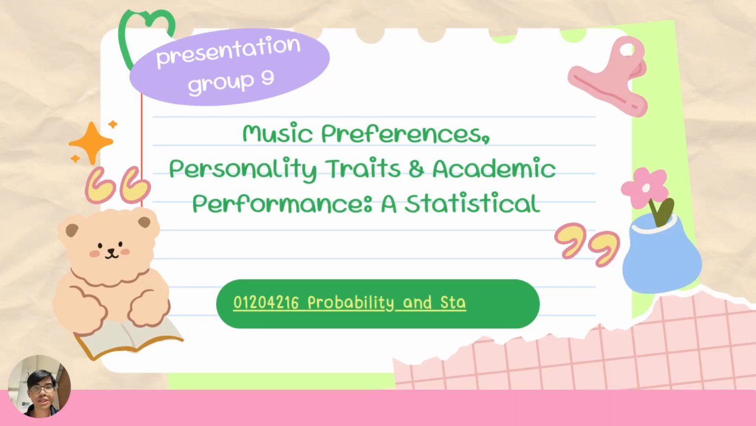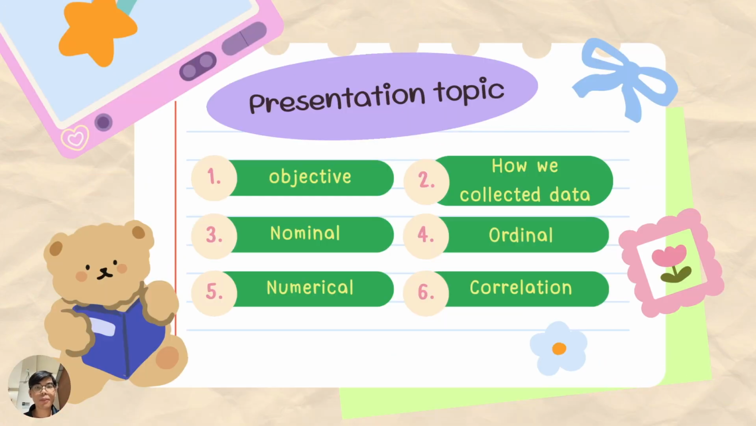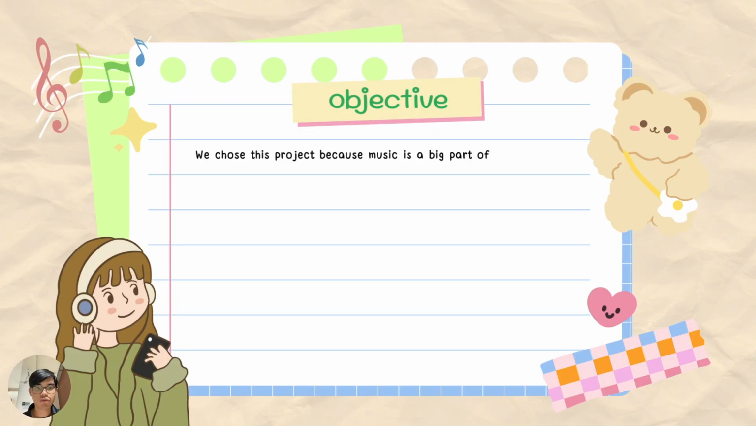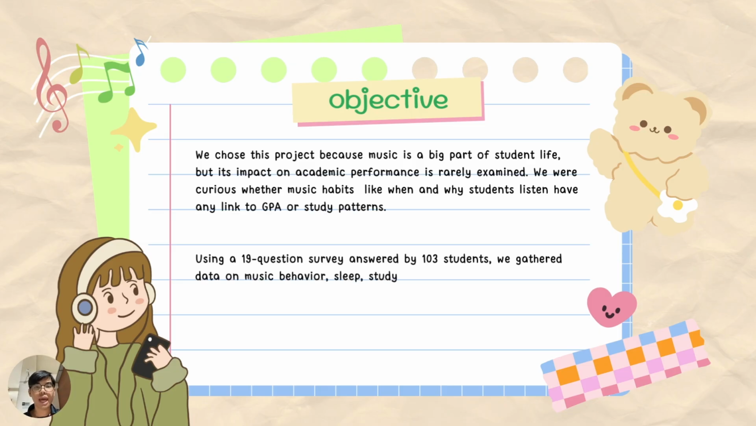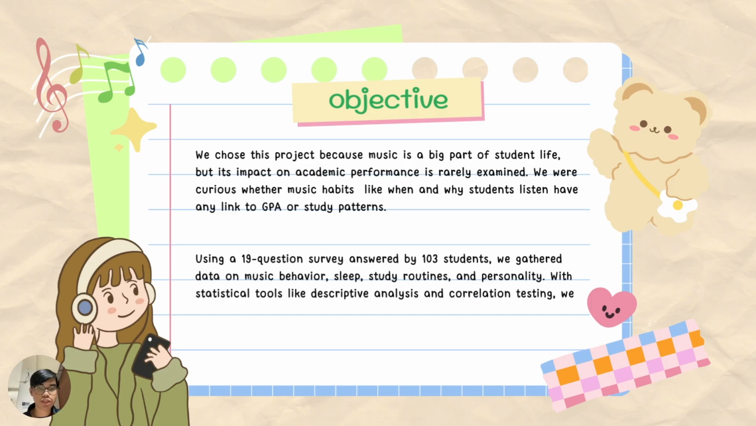Our group is Music Preferences, Personality Traits, and Academic Performance. For our presentation topic for today, we have objective, how we collect the data, nominal data, ordinal data, numerical data, and correlation. For the objective, we chose this project because music is a big part of a student's life, but its impact is rarely examined. We were curious whether music habits and why students listen have any link to GPA or study patterns.